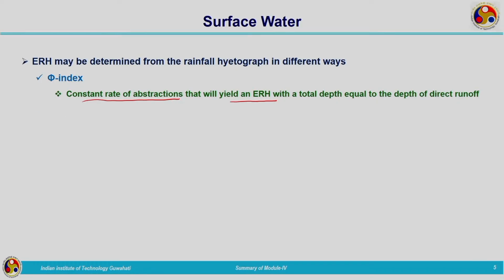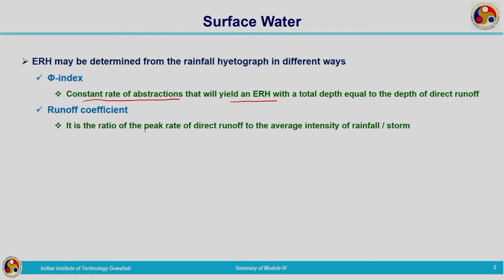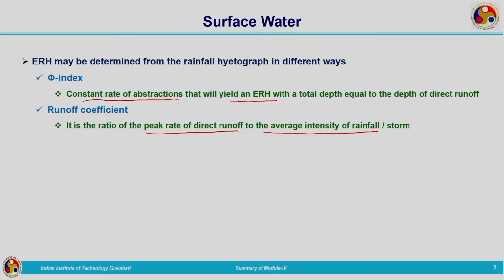And after Phi Index, we have seen runoff coefficient. Runoff coefficient is the ratio of the peak rate of direct runoff to the average intensity of rainfall. So, if the rainfall and runoff are available to us, we can calculate the runoff coefficient. Once it is calculated for a particular catchment, for any intensity of rainfall we can calculate the runoff which is produced. These two methods, the Phi Index method and the runoff coefficient method, are applicable to gauged catchments, because for their determination we need to have the runoff measured at the outlet point. If it is ungauged, there is no way to calculate these two values.